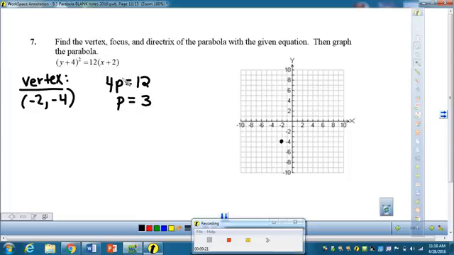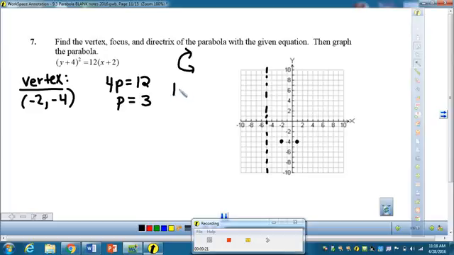And because it's a y squared equation and p is positive, it's going to open to the side, but it's going to open toward the positive direction. So from our vertex, we're going to count 3 spaces over to the right. And then for the directrix, we're going to go 3 spaces behind it to get a vertical dotted line. This one is actually passing through negative 5.